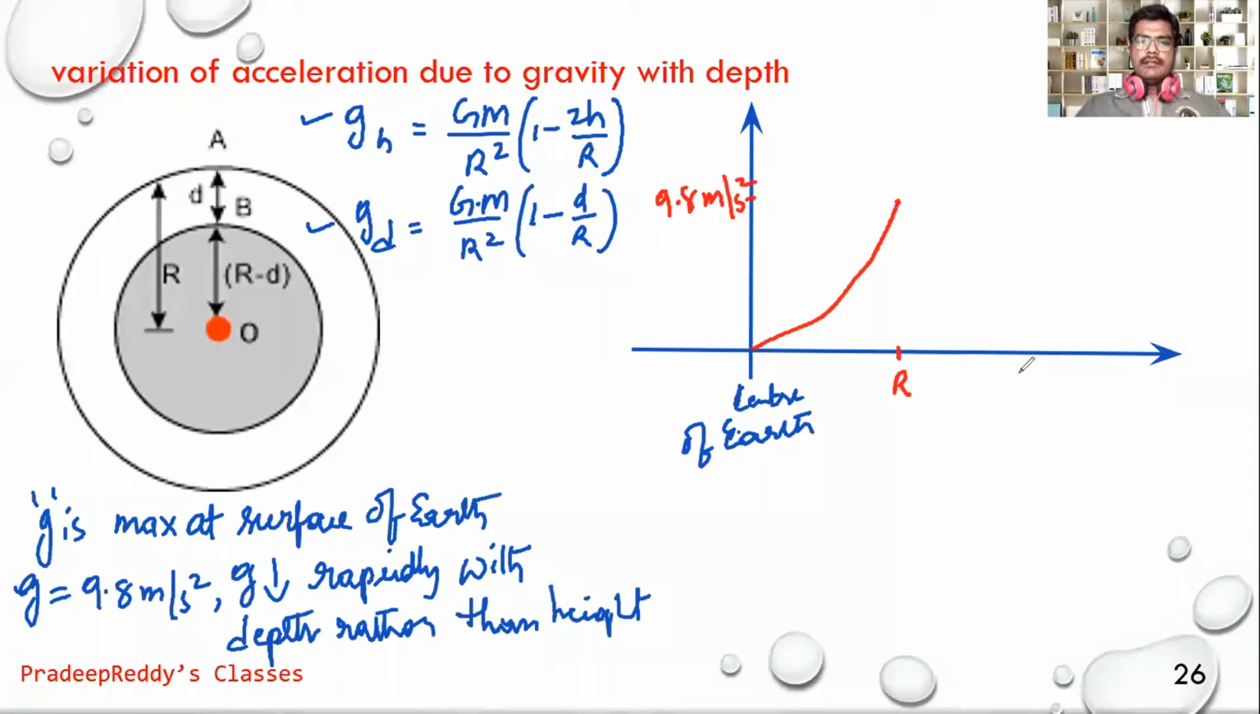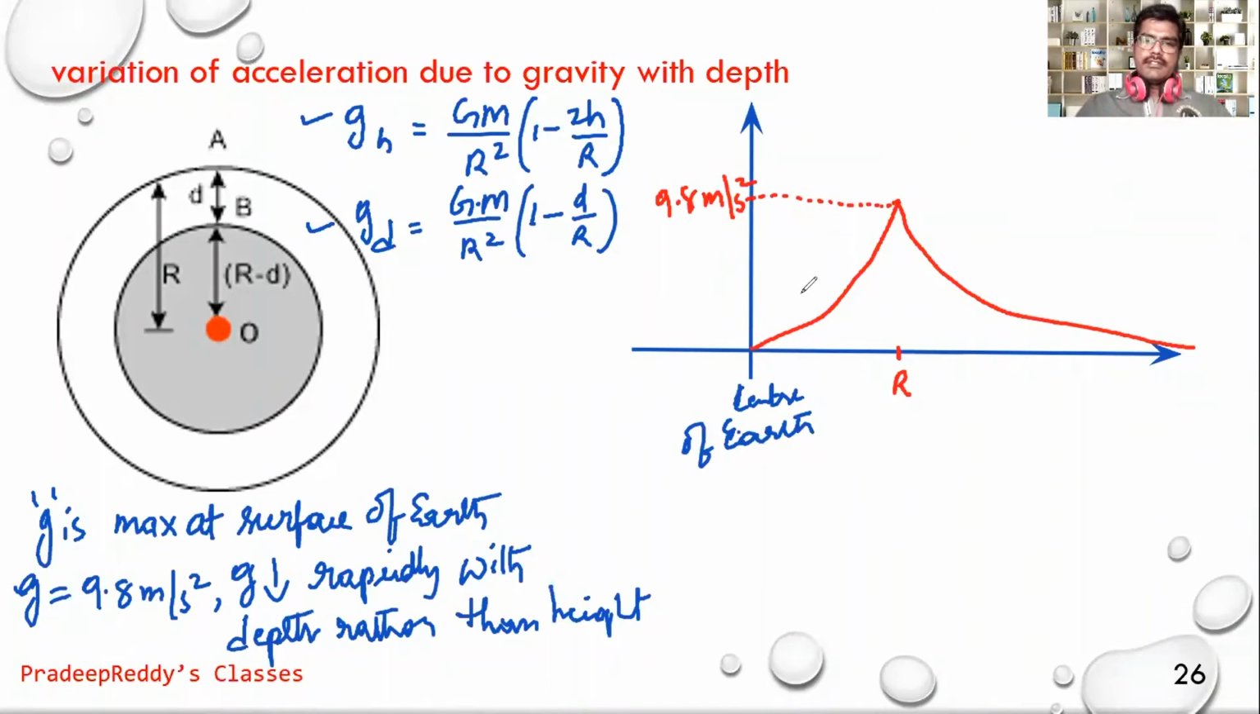and beyond that acceleration due to gravity decreases. Therefore you will get a graph like this. So acceleration due to gravity will be maximum at the surface of the earth, and that is 9.8 meter per second square. As you go out from the center, acceleration due to gravity increases. On the surface of the earth it is maximum. Beyond the surface, acceleration due to gravity decreases.